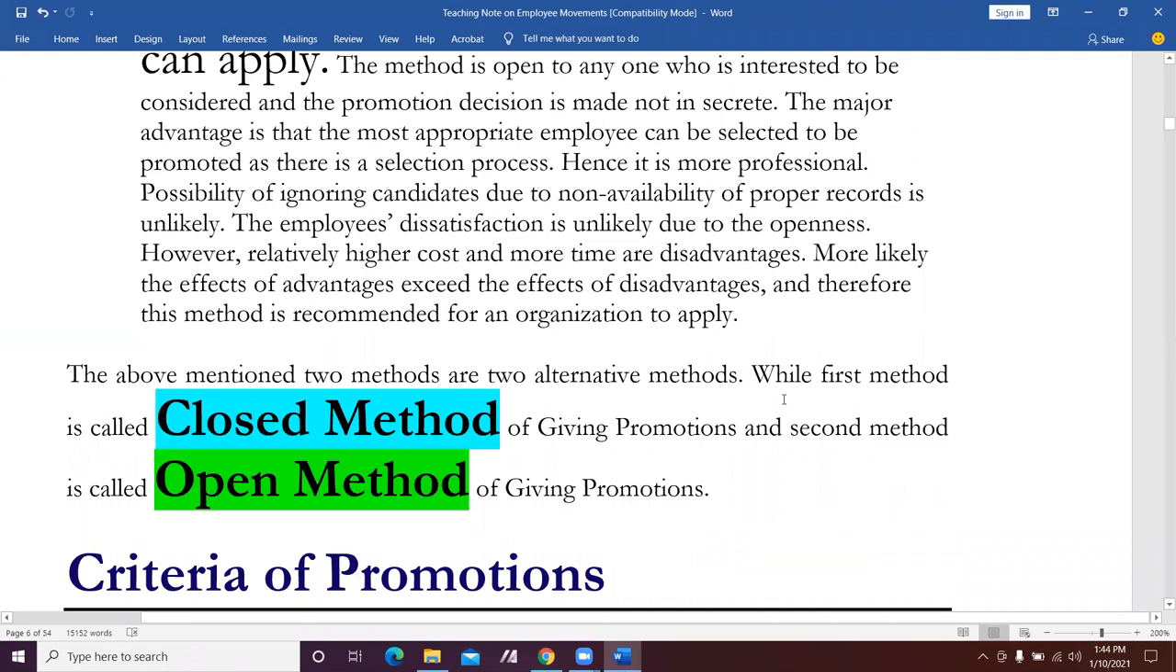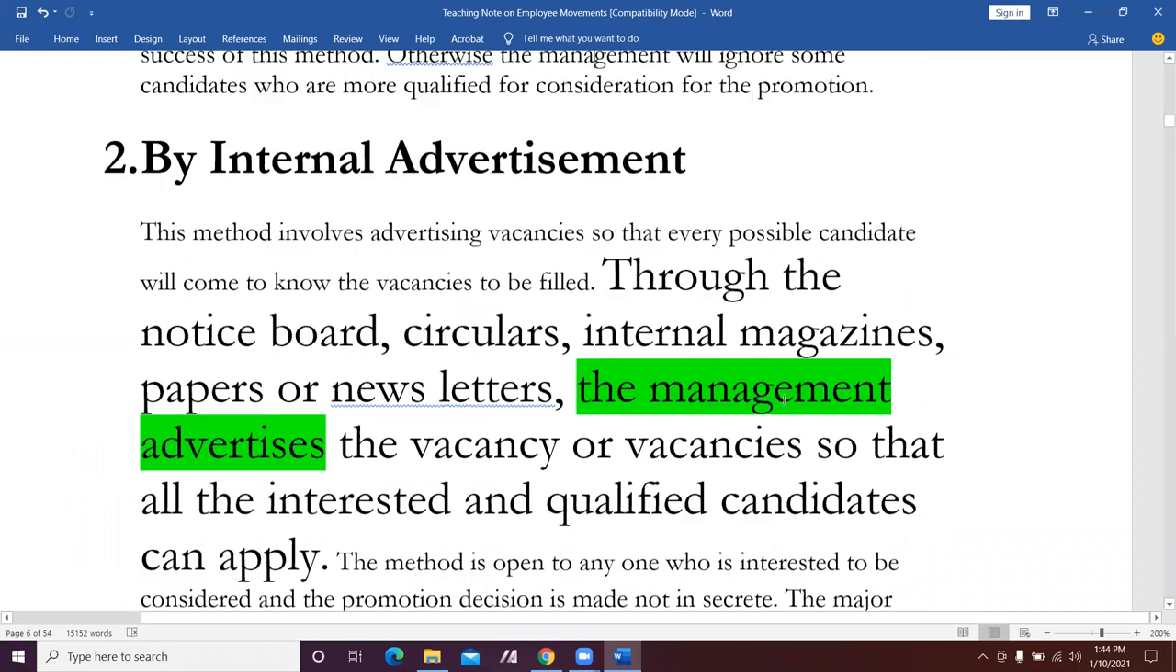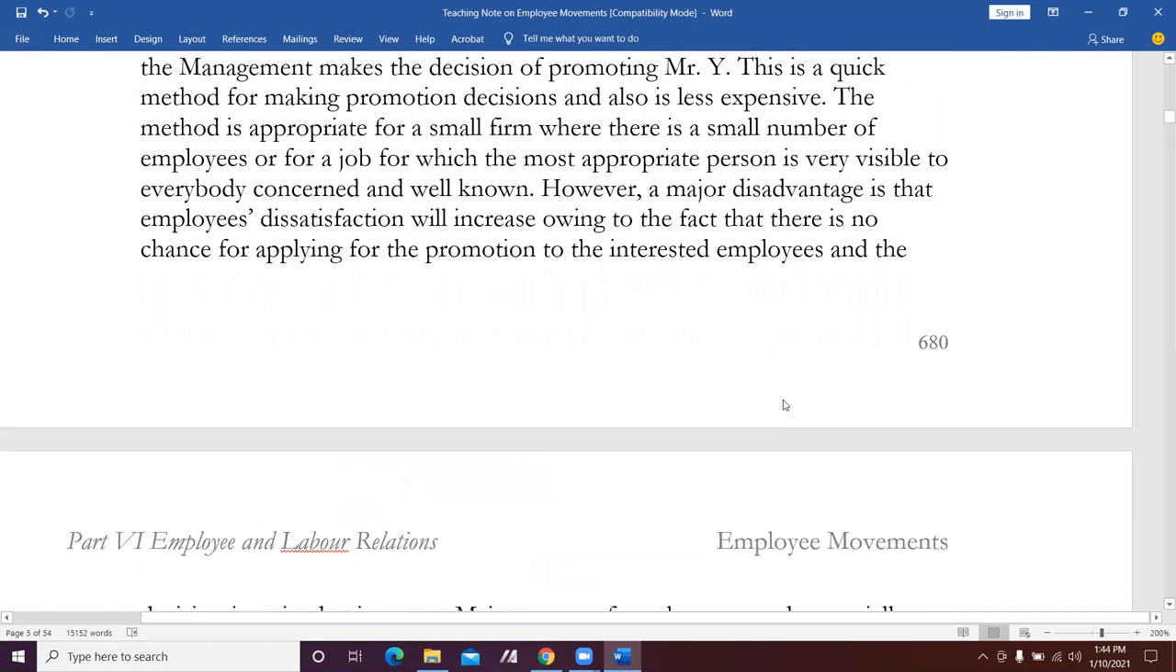However, there are advantages of the closed method. What are they? I have mentioned them here. Please read them and understand. For example, if there is no sufficient time to call for applications, then we have to use this one.